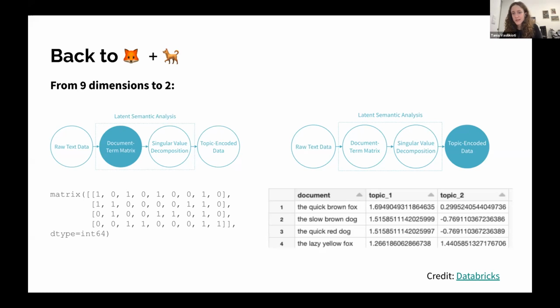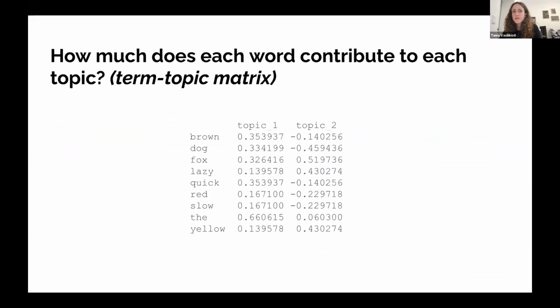But how did we do that exactly? Well, we also generated this other matrix in the process, which tells us for every word how much it contributes to this topic. Maybe you can think of it as a sort of linear combination of all of these topics. So the word brown contributes this much to topic 1, the word dog this much, etc. So when each of these words appear in a new document, you can say, okay, take 0.35 plus 0.32 plus 0.35, etc. Add up all these terms and you're going to end up with a new value for the score on topic 1 for this new document.